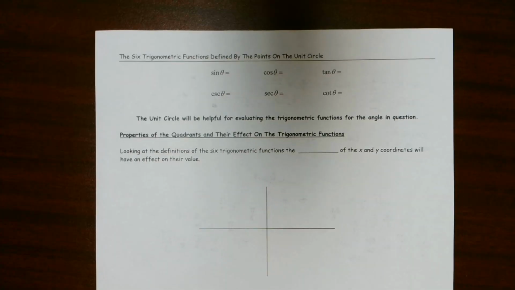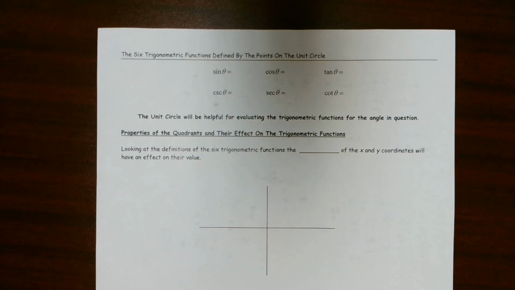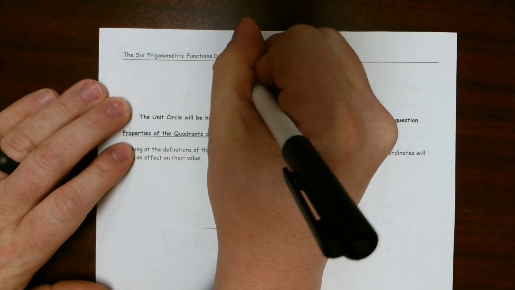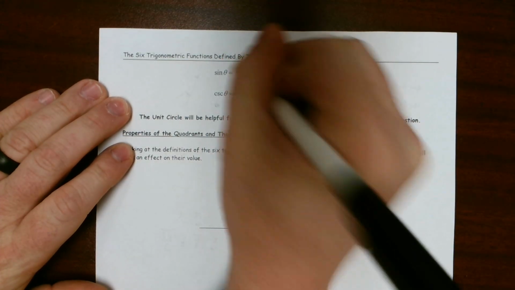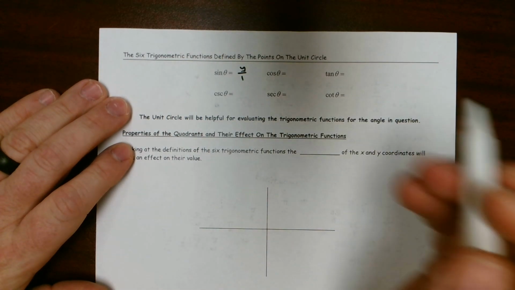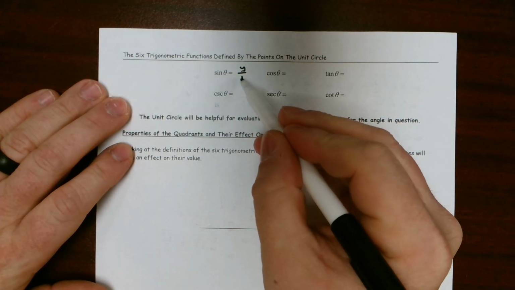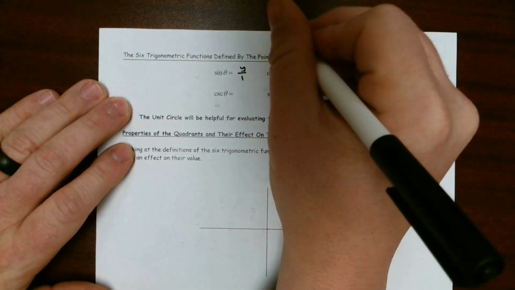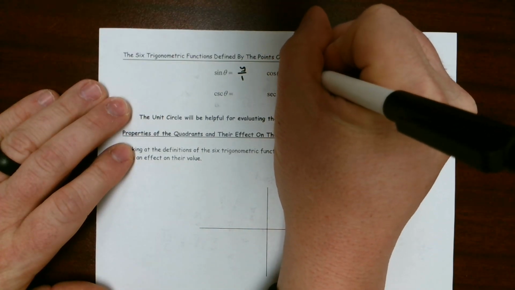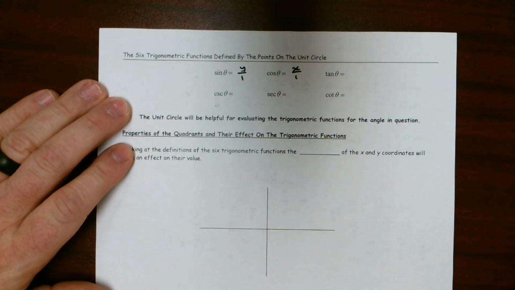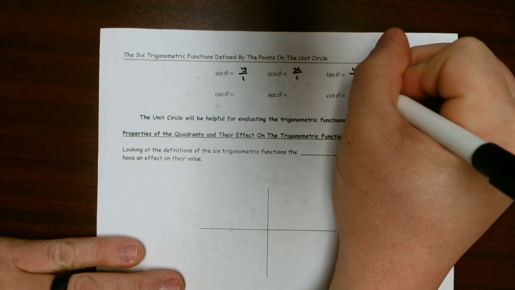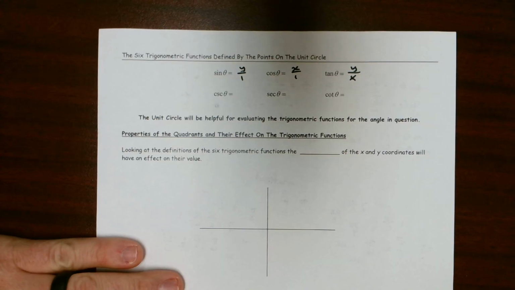Okay, so let's keep moving, and let's talk a little bit more about the definition of trigonometric functions. Recall that the sine of any angle is the y-coordinate over the hypotenuse, opposite over hypotenuse. The hypotenuse is 1 on the unit circle. The cosine of any angle is going to be the x-coordinate, and we just talked about tangent being y over x.